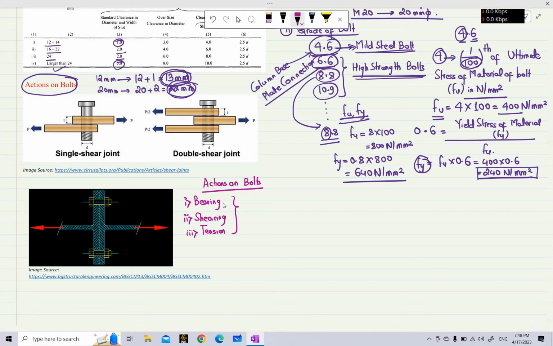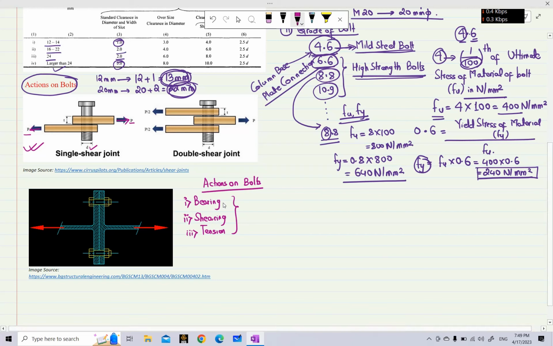So to discuss bearing and shearing, first let us look at this diagram here. You can see that in the first diagram, the two plates are being clamped together by a bolt of diameter D, and each of these plates is being pulled by a tension force P in one direction for the upper plate and P in another direction for the lower plate.